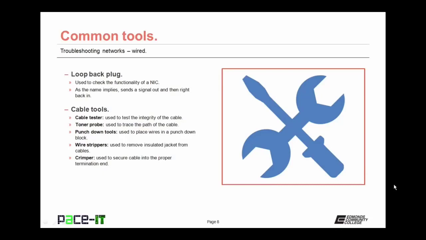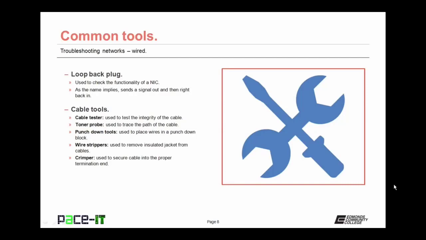Toner probes also come in handy, especially when you have a cable that has a short. This way you can trace the cable. It injects a signal into the cable and then listens for that signal. Punch-down tools are great for when you need to replace a wire into a punch-down block. These actually place the wires into the block and trim them neatly.